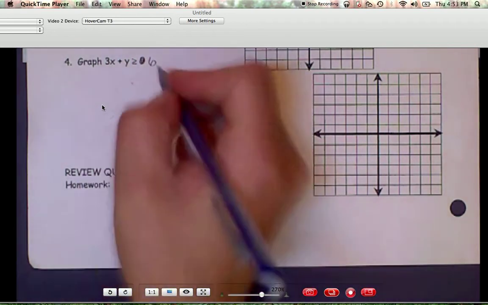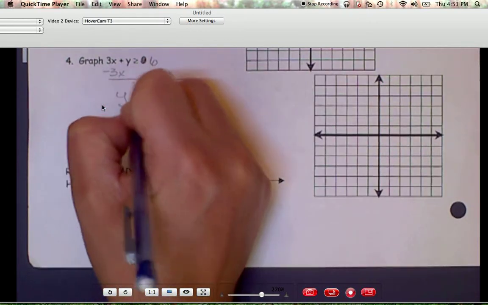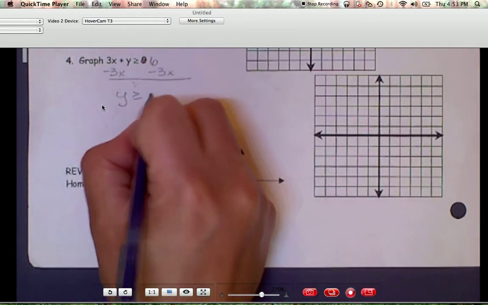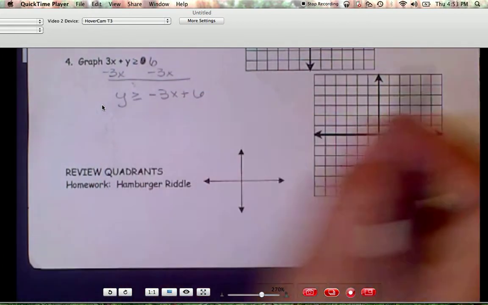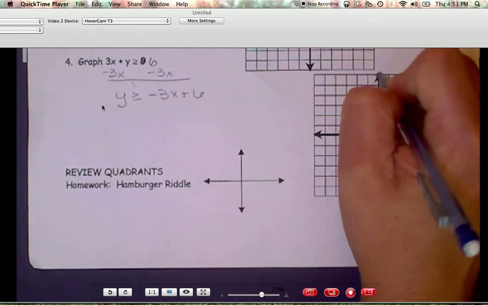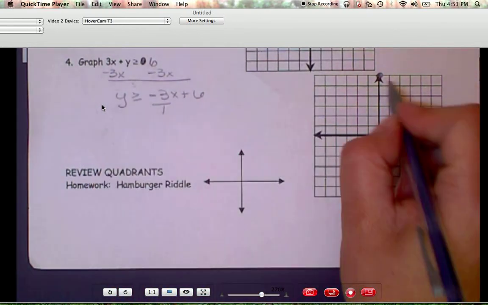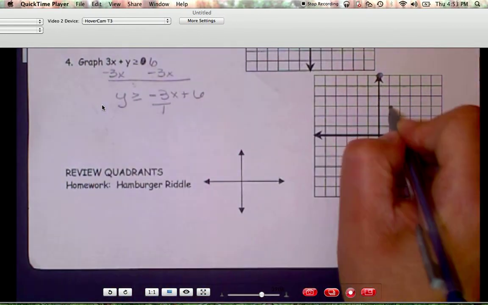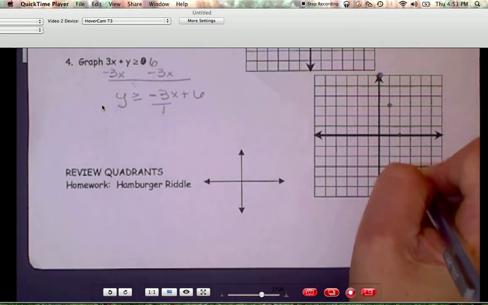So we need to get y alone, so we move 3x over. We get y is greater than or equal to, bring the x down first, -3x plus 6. Graph this line, 1, 2, 3, 4, 5, 6 here. And our slope is -3 over 1. So we go down 1, 2, 3 over 1, and repeat.